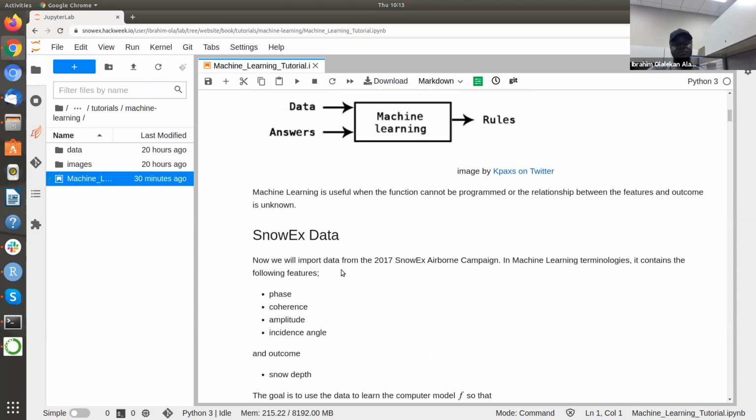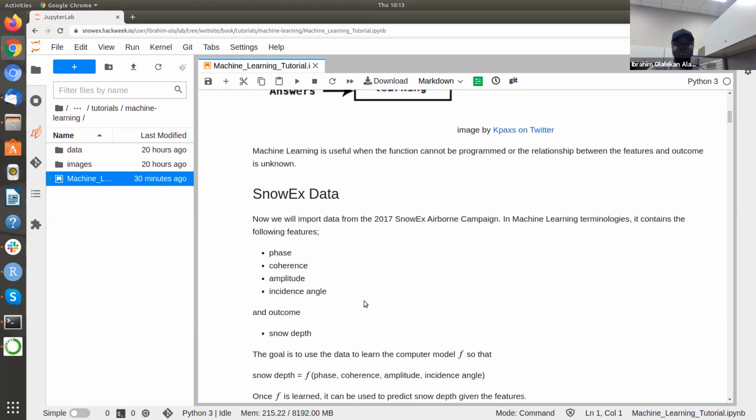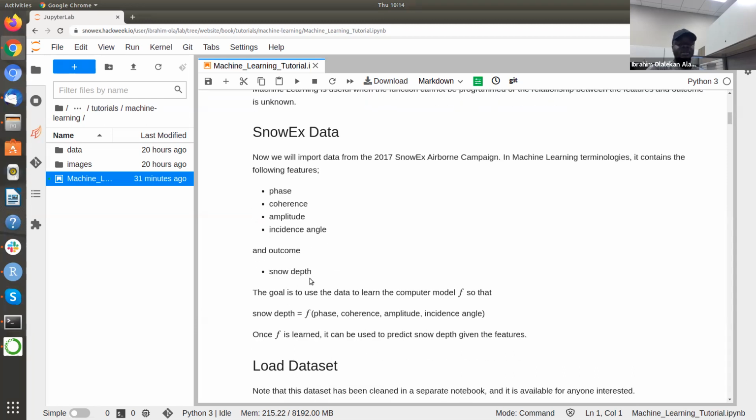In this tutorial, we're going to work with a data set from the 2017 SnowEx campaign. The data set has some features and an outcome. In machine learning terms, features means the variables that we want to use to predict something. It goes by many names. It could be called predictors. It could be called independent variables. They are used interchangeably. It's called features. And what we want to predict is always called the outcome. It also goes by many names. It could be called the dependent variable.